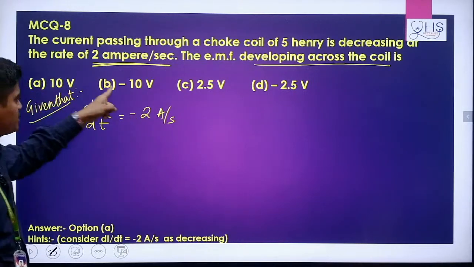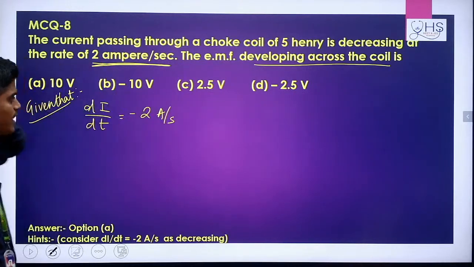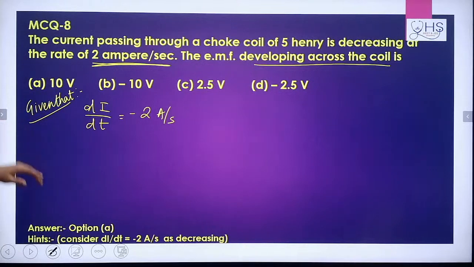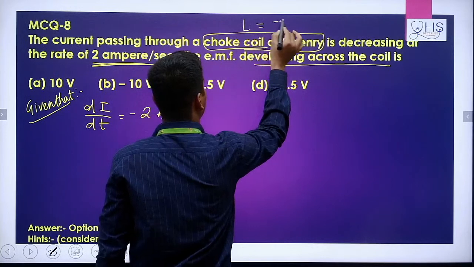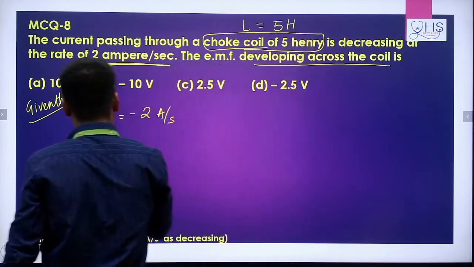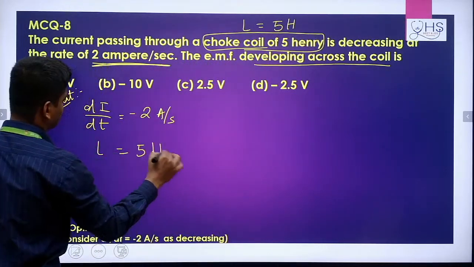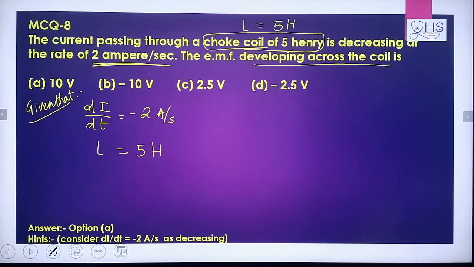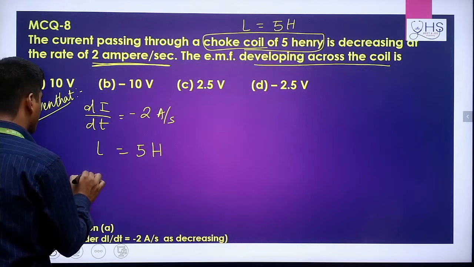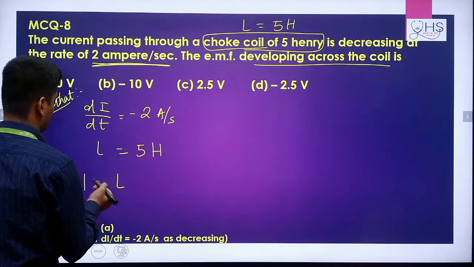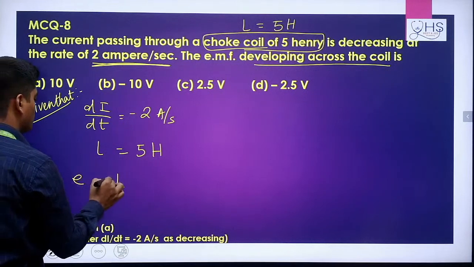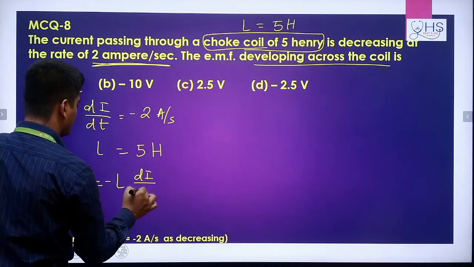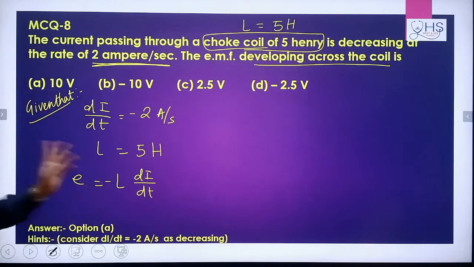Why am I giving a minus sign? Because here some minus plus answers are there. And choke coil, that means that is an inductor only. Choke coil L equal to what? 5 Henry. This is also given here. Sir, L equal to 5 Henry. Okay. di by dt this much and L is this one. EMF is developing. How much EMF? You know EMF is nothing but that is L. So I will not find the magnitude here because minus is also given. So E equal to minus L di by dt. Minus L di by dt. This is the exact formula.